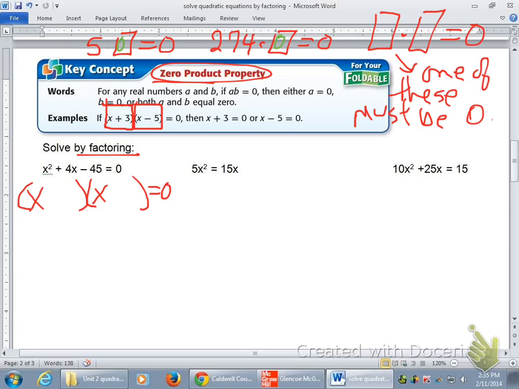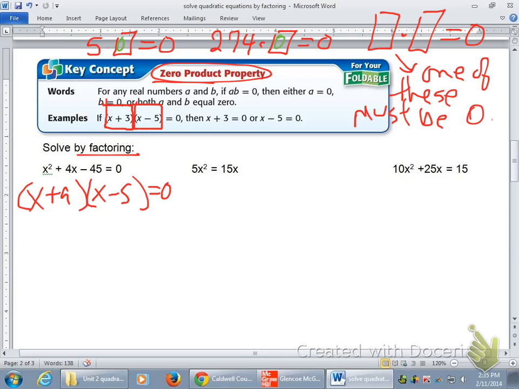What can you multiply to give you negative 45 that will also add to give you 4? So it's negative 9 and positive 5. Well, right here, did I do that backwards? I sure did, didn't I? Positive 9 and negative 5.